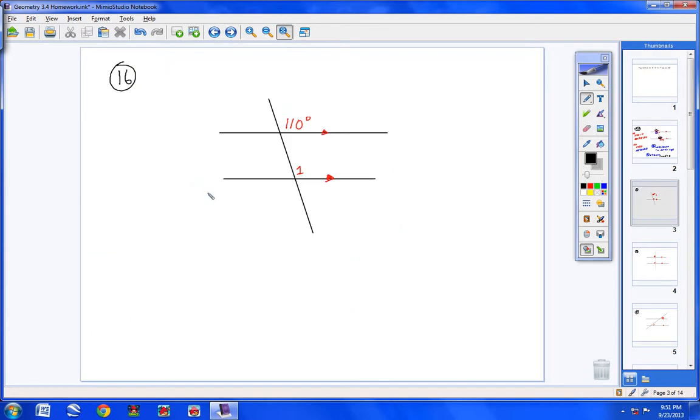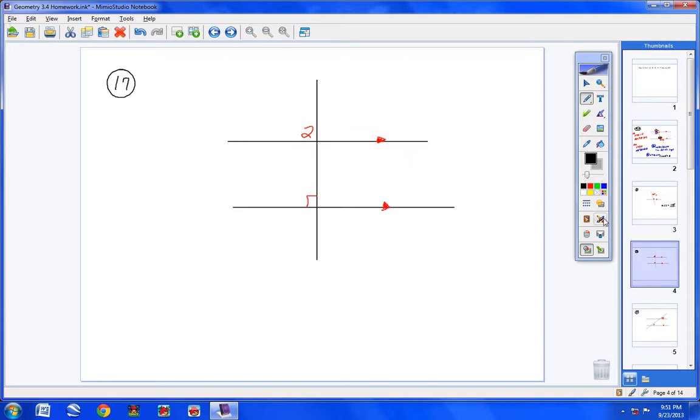The directions for 16, 17, and 18 states to find the measure of the numbered angle. So we're going to find the measure of angle 1. So the measure of angle 1 equals blank. Now, notice this angle here, 110 degrees, is above the parallel line. 1 is above the parallel line, and they're both to the right of the transversal. We call those corresponding angles. So these two angles are corresponding angles, and we know that corresponding angles are congruent. So if this angle is 110, then the measure of angle 1 has to be 110 degrees because they are corresponding angles.